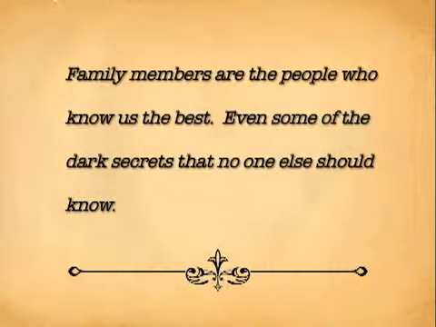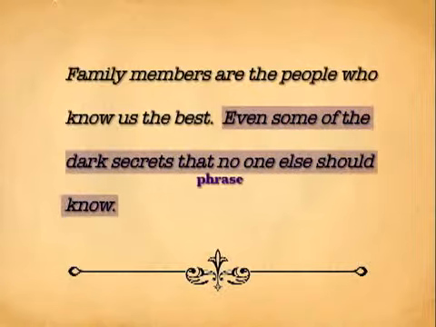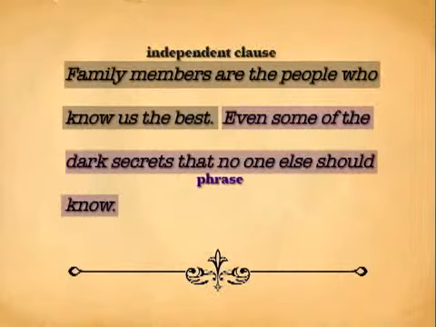"Family members are the people who know us the best, even some of the dark secrets that no one else should know." Now, in this case, we have a phrase as a fragment, and this is a pretty good example of the type of fragment that I see most often. You can probably see how these two ideas connect. We have a complete independent clause to begin with, and then this second part is a fragment, "even some of the dark secrets that no one else should know." What about these dark secrets?